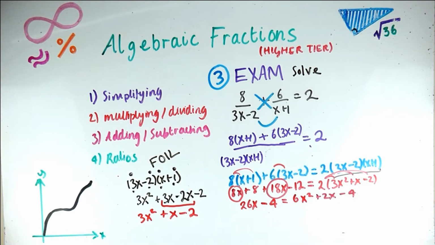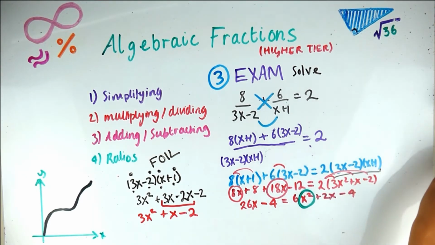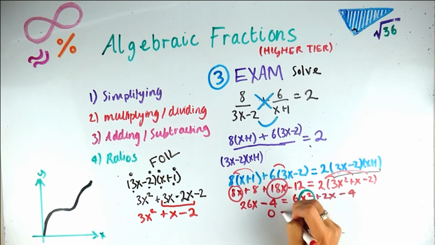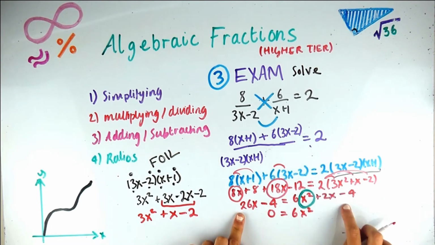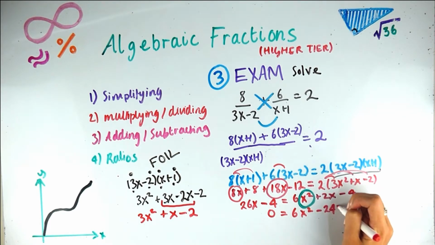Okay, so now this looks like a quadratic because we have the x squared term. So let's bring it over to one side and make it equal 0, and then hopefully we can solve. I'm going to bring these terms over here because I want my x squared to be positive. So I have 6x squared. I'm going to have 2x, and then I'm going to bring the 26x over there. So 2x take away 26x gives me minus 24x.